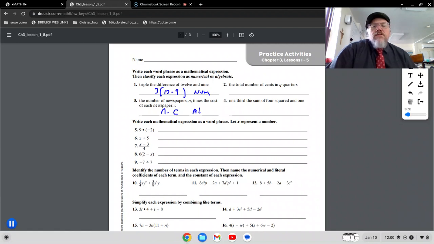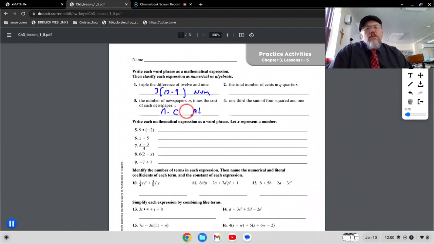The first one says, write a phrase or mathematical expression and then classify them as numerical or algebraic. For the first one, I have 3, triple the difference between 12 and 9. So I put 3, and the difference between 12 and 9 means 12 minus 9. That would be a numerical one, right? And for number 3, the number of newspapers, N, times the cost of each newspaper, C, that's going to be an algebraic expression.